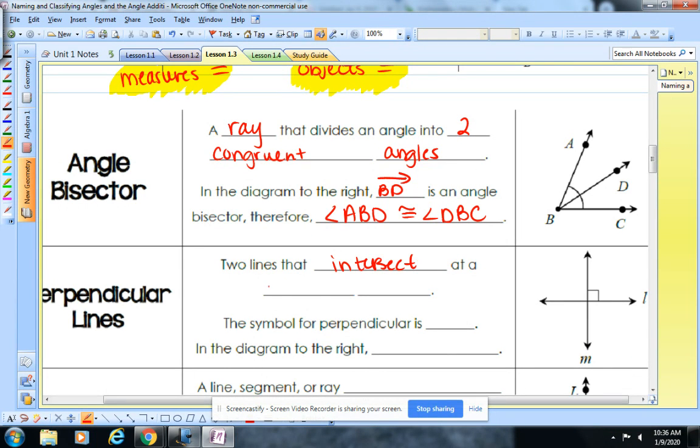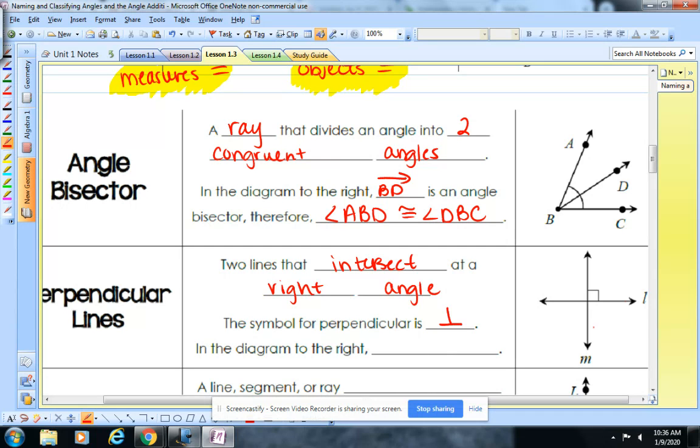So intersect at a right angle is how this one says it. All right, we're going to add this to our symbols page. I guess I'm going to have to scoot over on my board over there. The symbol for perpendicular is an upside down capital T. Upside down capital T.